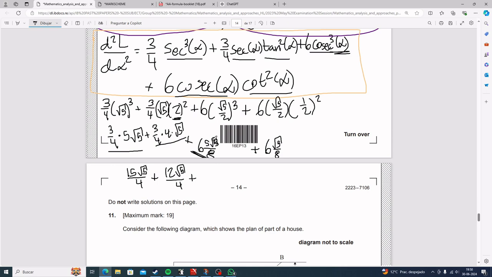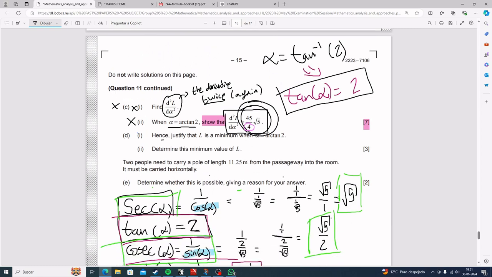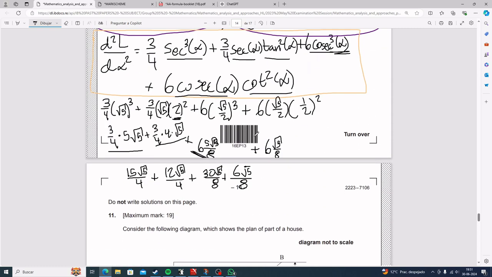So it's 6 times 5, right? So that gives me 30 square root 5 divided by 8 plus, this one is just 6 square root 5 divided by 8. See? Now, as I said, you do want to leave your denominator as 4. That's probably going to make everything a lot more friendly.